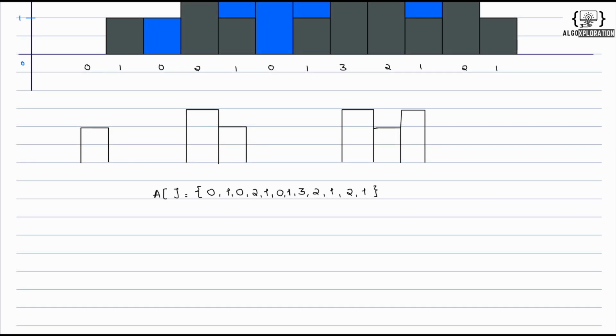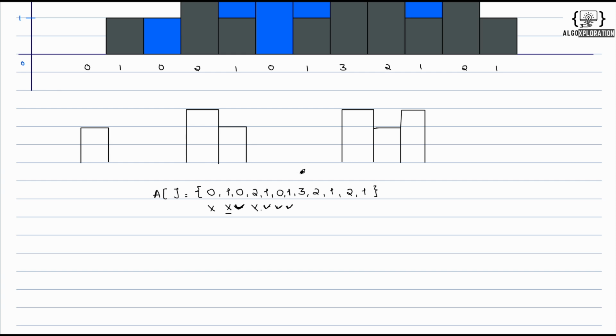Now let's see which buildings can hold the water. This will not hold the water. This will also not hold the water. This building of height 0 can hold the water, because on the left hand side there is a building of height 1 and on the right hand side there is a building of height 2. So this building can hold the water on its top. Again, this building cannot hold the water. This building can hold the water, this building can hold the water as well, and so can this one.